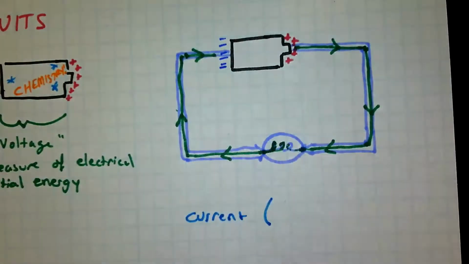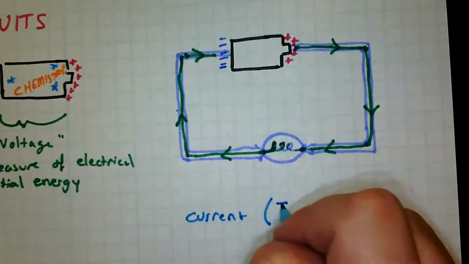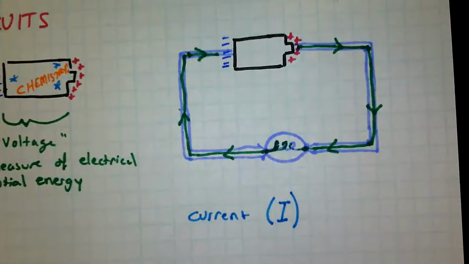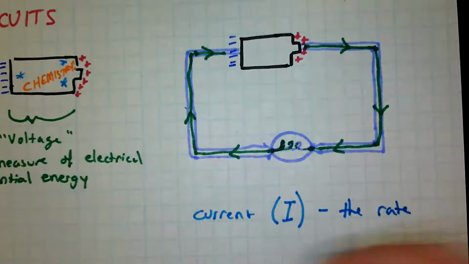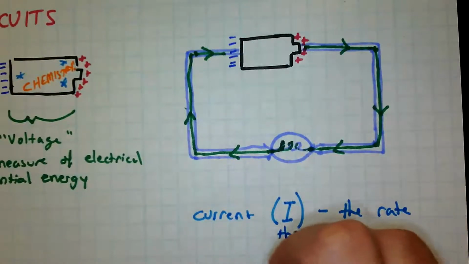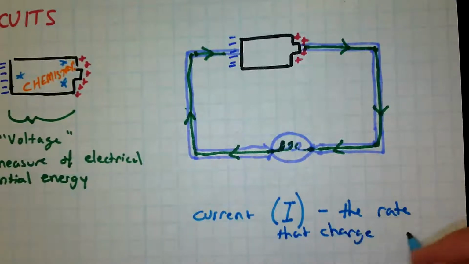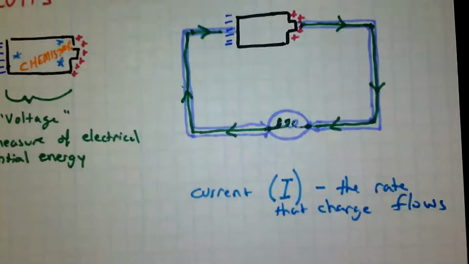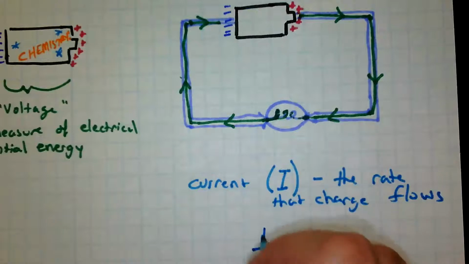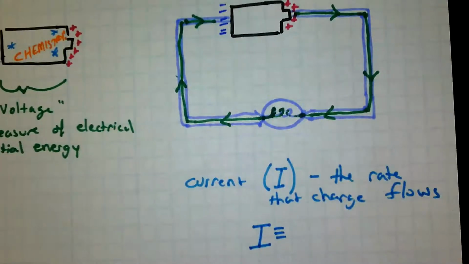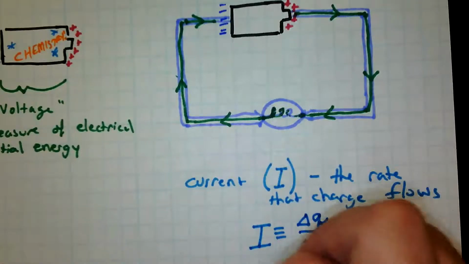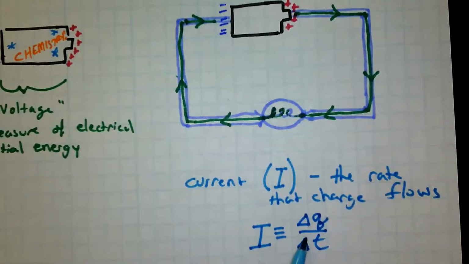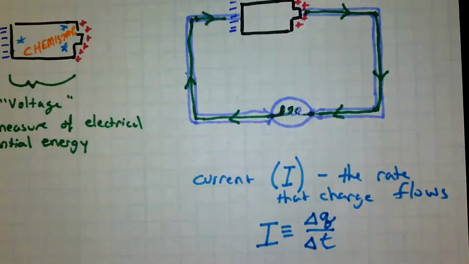Current, and for historical reasons that I don't recall, the symbol for current is a capital I. But current is going to be the rate that charge flows. So we can give it a mathematical definition. We can say that current I is defined as the change in charge divided by the change in time, right? It's how much charge flows through a given point in a given amount of time.